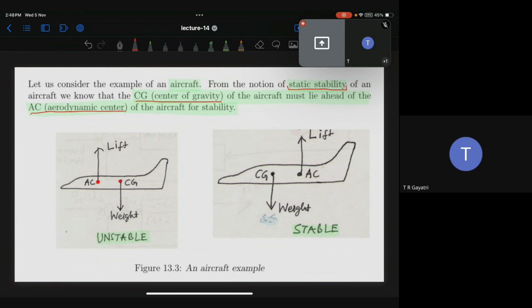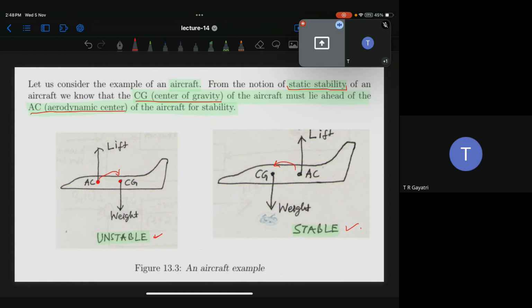We can say that the aircraft is stable when CG is in front of AC. In this case CG should be ahead of AC, that is stable. So we can say the aircraft is unstable when CG is behind AC. Here CG is ahead of AC, and here CG is behind AC. So this is the meaning of static stability.